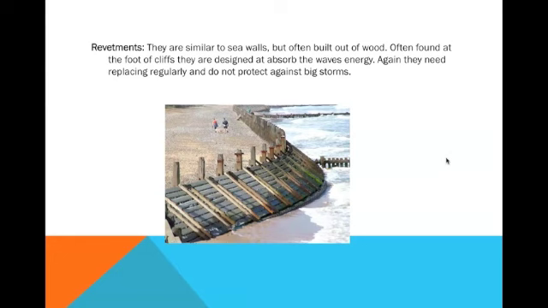Revetments. They are similar to seawalls, but often built out of wood. They are often found at the foot of cliffs, and they are designed to absorb the waves' energy. Again, they need replacing regularly and don't protect against big storms, so that's revetments.